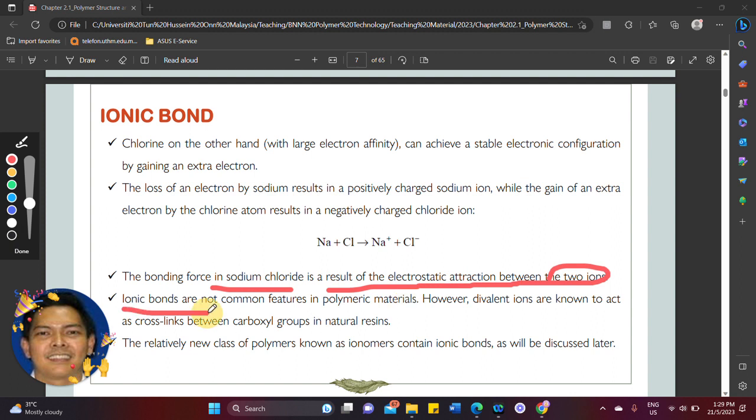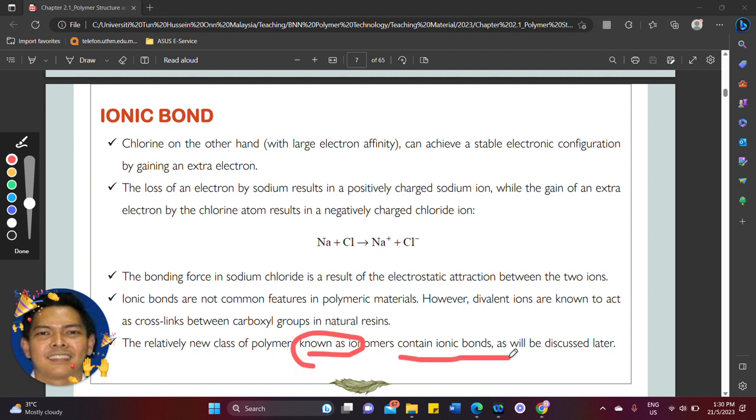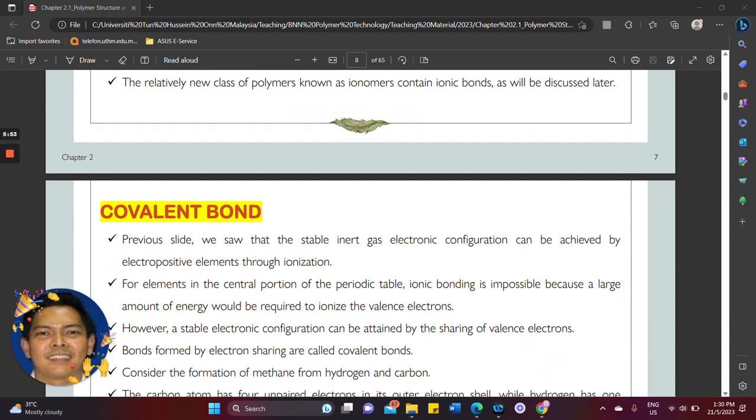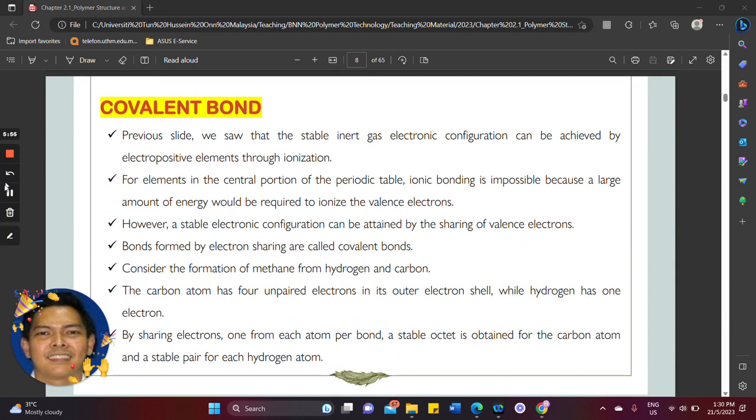Ionic bonds are not a common feature in polymeric materials. However, divalent ions are known to act as cross-links between carboxyl groups in natural resin. A relatively new class of polymers, known as ionomers, contain ionic bonds, as will be discussed later. Covalent bond.